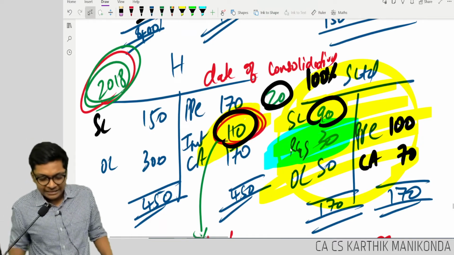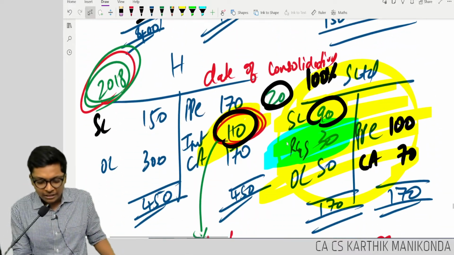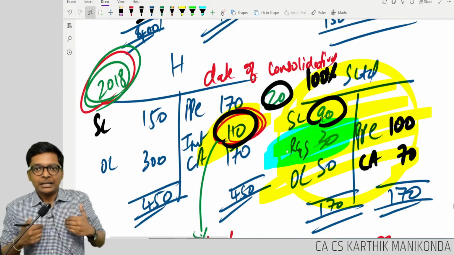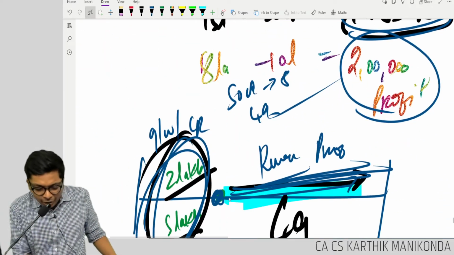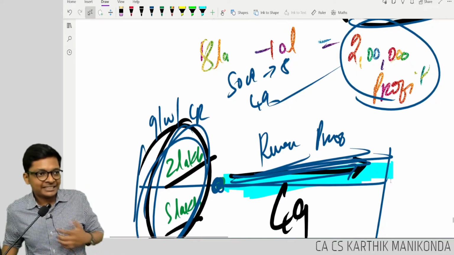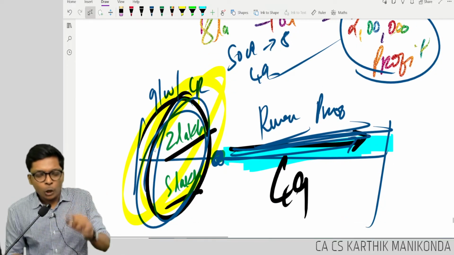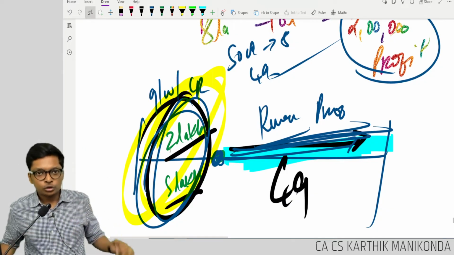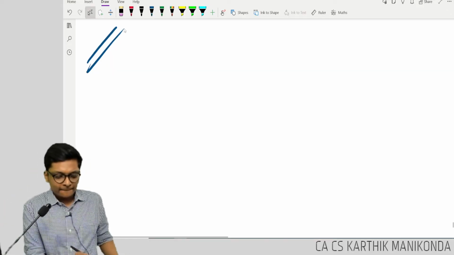What I earned, see, when you purchased, did you have reserves? No. After purchasing, you got reserves of 30. That is what I earned after purchasing. Here I am not bothered about what is happening after you purchase. I am only bothered about when you purchased, how much you paid extra or how much profit you got. Are you getting it, guys? So I will write two equations. Tell me if it's correct or wrong.